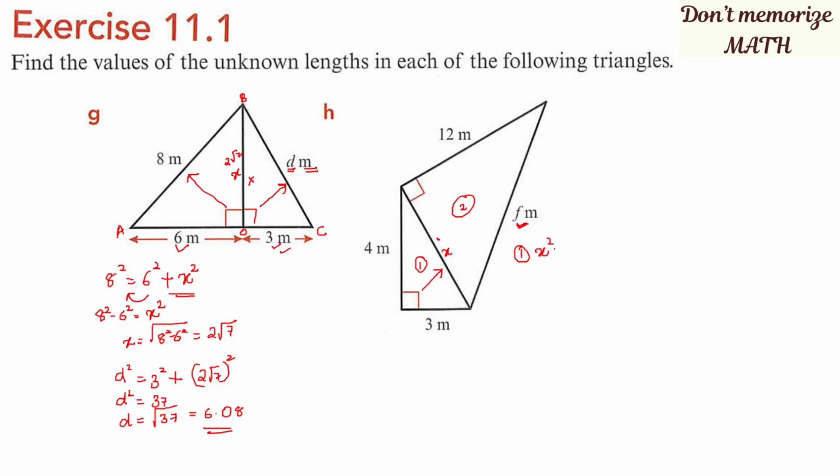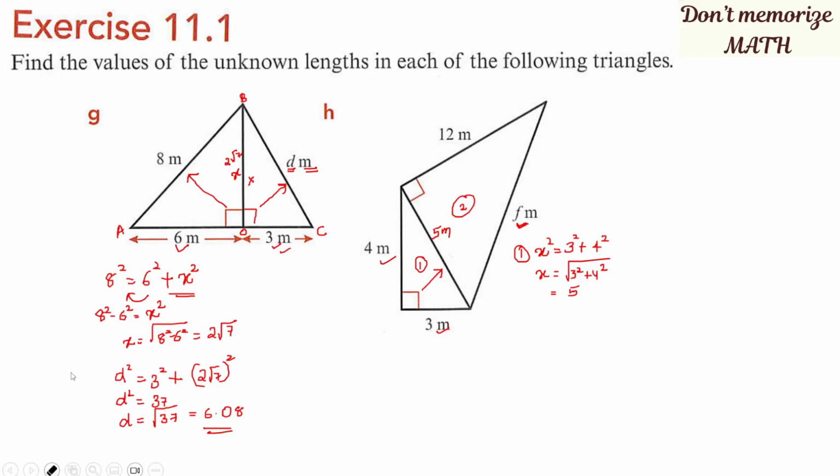So x square equal to base square, base is 3, so 3 square plus height is 4, so 3 square plus 4 square. So x will be equal to square root of 3 square plus 4 square. Check the calculator. Square root of 3 square plus 4 square, you will get 5. So the value of x or this length is 5 meter. Just mark here. The length of that side will become 5 meter.